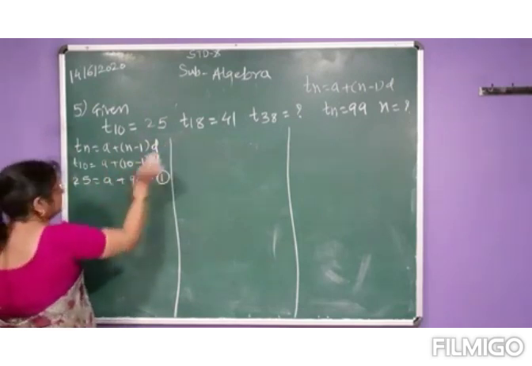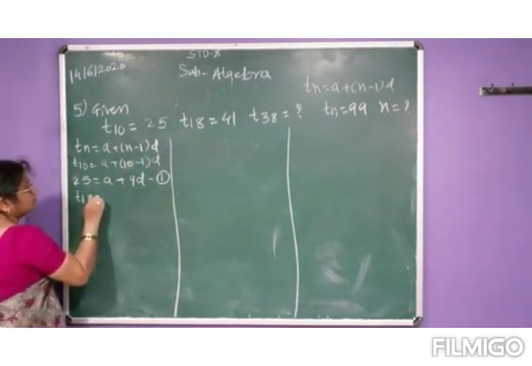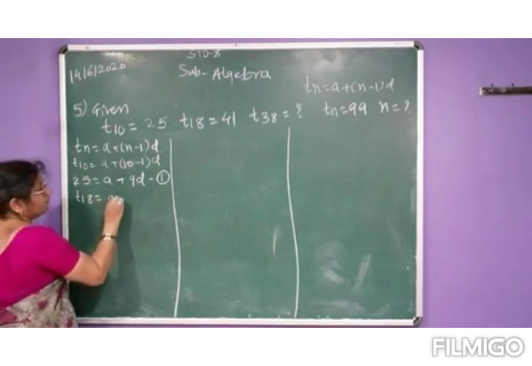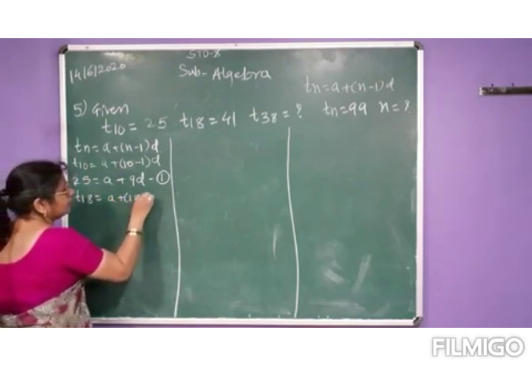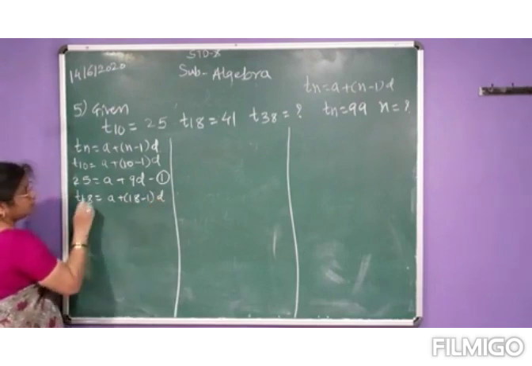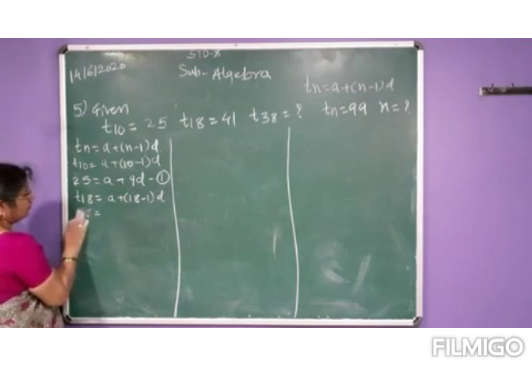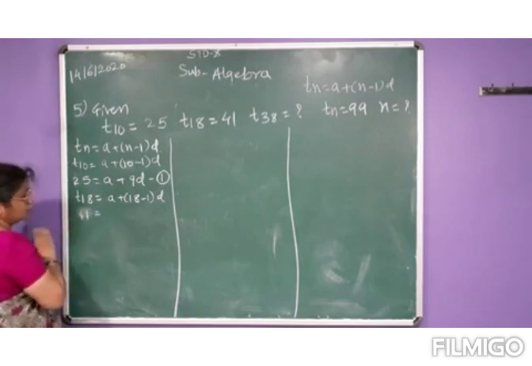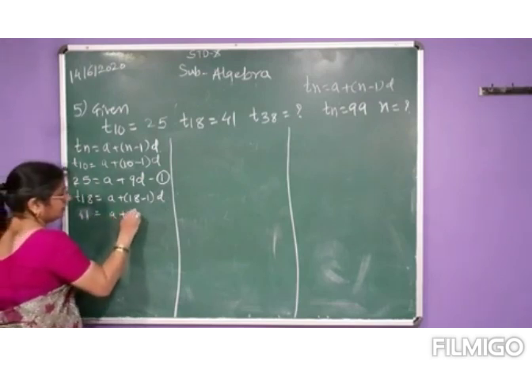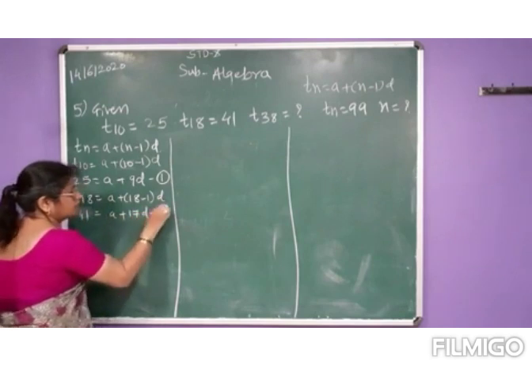Now, we will use T18. T18 is equal to, same thing, a plus 18 minus 1 into d. T18 is given as 41. So a plus 17d is equal to 41. This is your equation number 2.